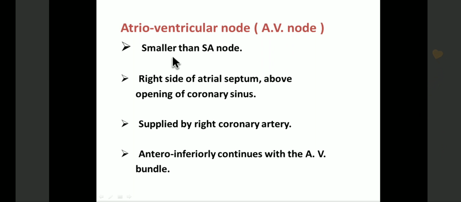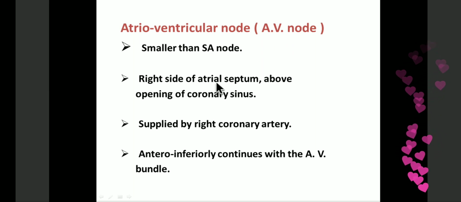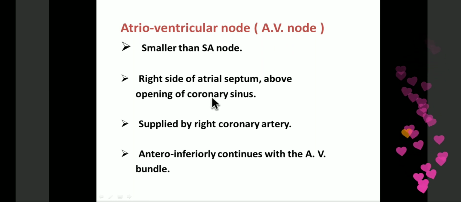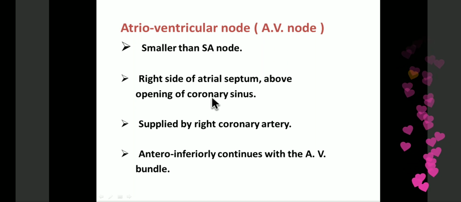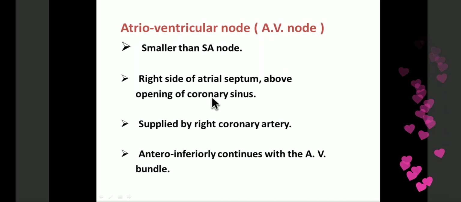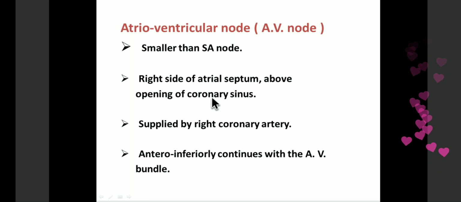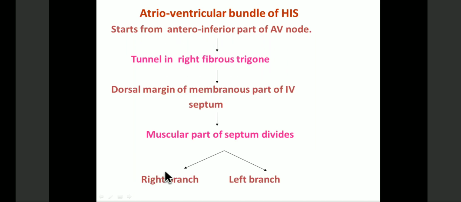The atrioventricular node is smaller than the sinoatrial node. It is located on the right side of the interatrial septum, just above the opening of the coronary sinus, which you can locate from the inside opening of the right atrium. This is also supplied by the right coronary artery, and anteriorly and inferiorly it continues with the atrioventricular bundle of His.